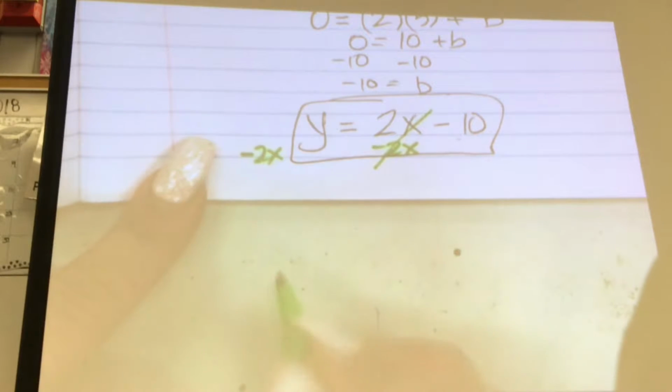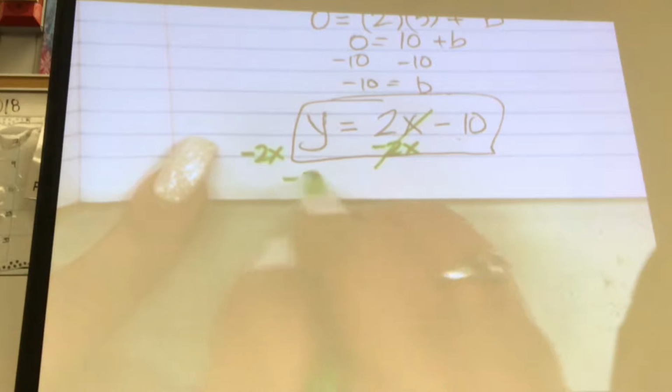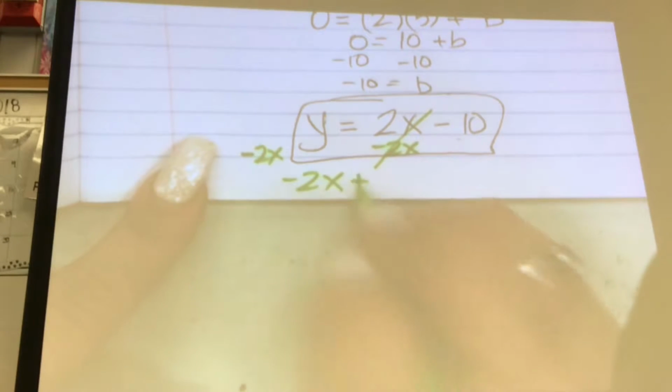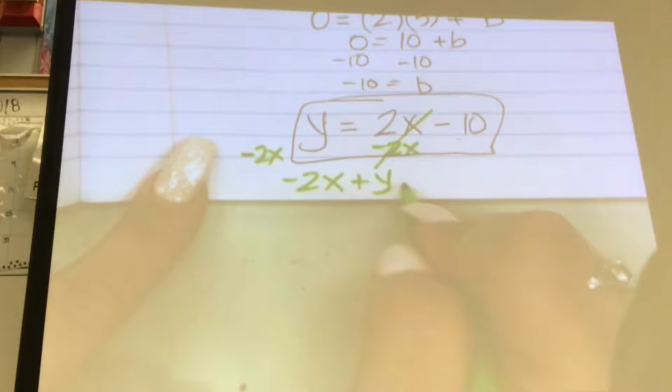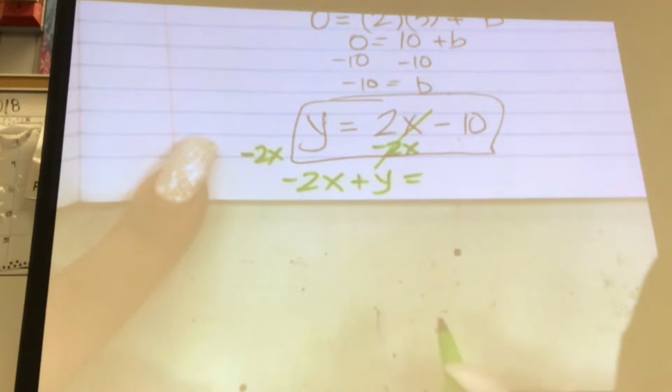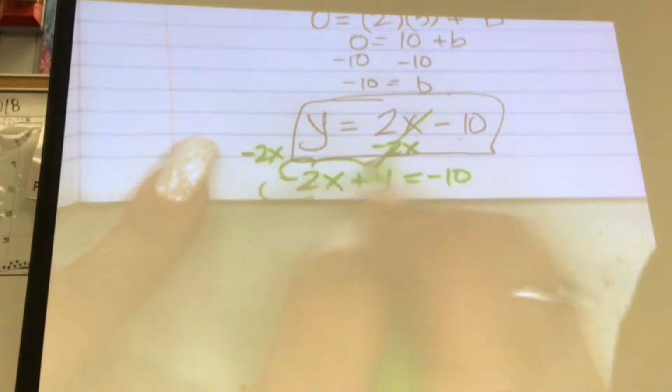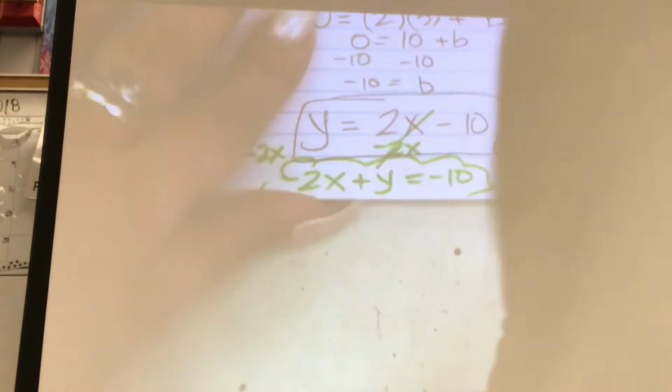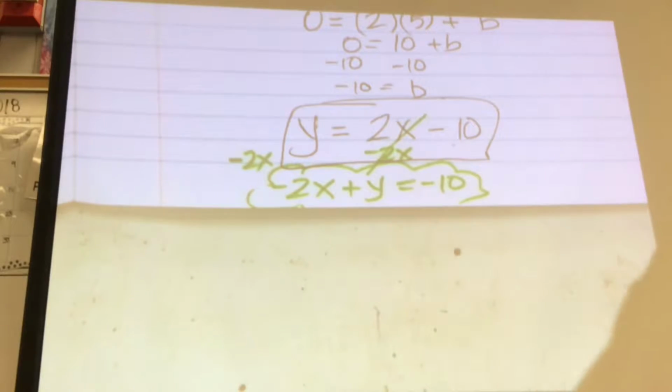Almost. So tell me what to write again. Equals what? Let him think. Equals what? There you go. No. Let's try another one. Example 2. What if you put y minus 2x equals negative 10? That's right. That's okay.